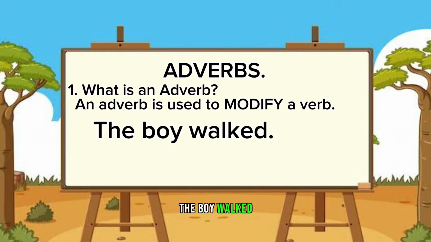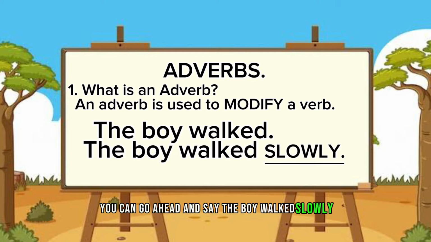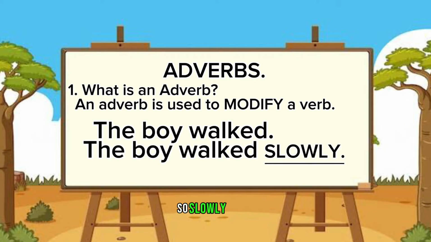The boy walked. That's a sentence, right? Now, if you want to tell us how the boy walked, you can go ahead and say the boy walked slowly. Can you see that? So slowly there is an adverb telling us more about the verb. Slowly is modifying the verb walked. Slowly is the adverb, walked is the verb. Can you see that? So an adverb will give you more information about the verb.